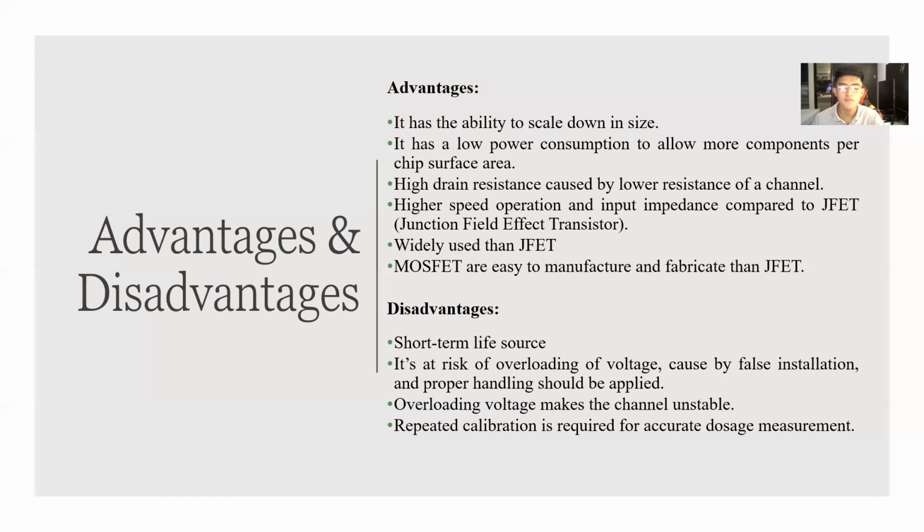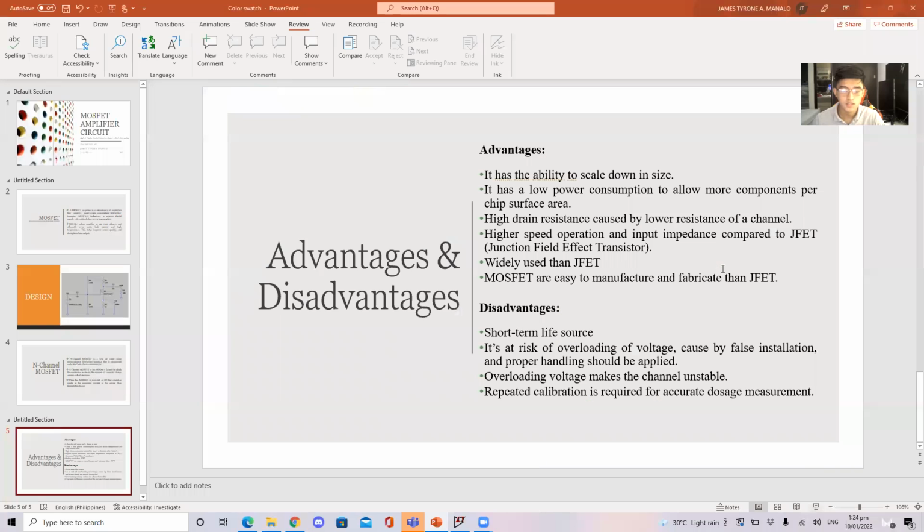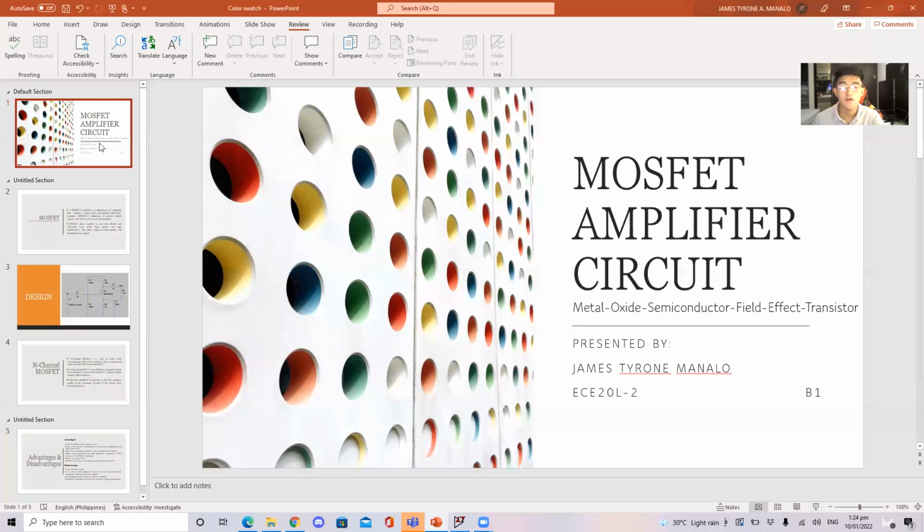On the other hand, the disadvantages of MOSFET are its short-term life span, followed by its risk of overloading voltage caused by false installation, so proper handling should be applied whenever it's being installed. Next, MOSFET overloading voltage makes the channel unstable. Lastly, repeated calibration is required for accurate dosage measurement. So that is it for my little presentation regarding my MOSFET amplifier circuit.